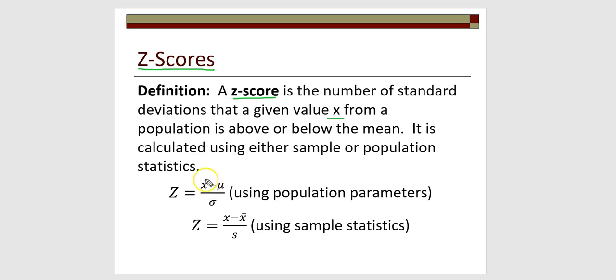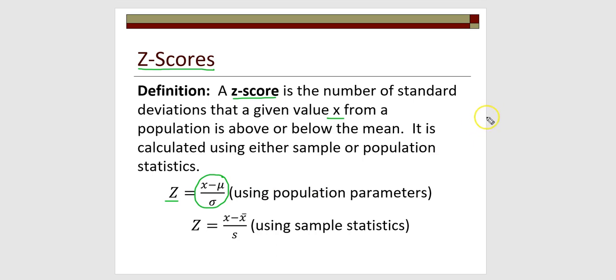If we're given a score x, then we simply calculate the z-score for that score x by evaluating x minus the mean divided by the standard deviation. And what this tells us is how many standard deviations x is away from the mean.